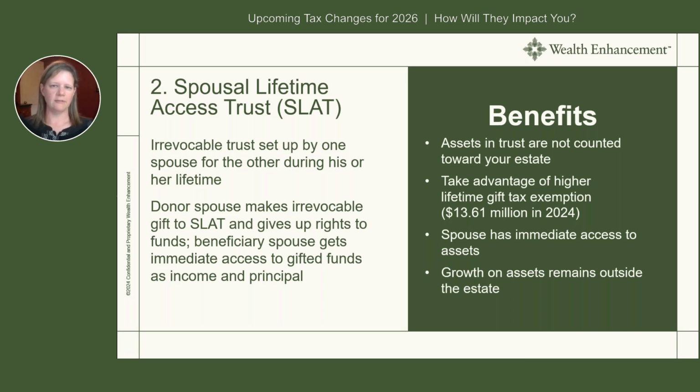You can see you also take advantage of the higher exemption amount. If you fund it now with the 13.6 million, you've locked in the exemption. So when it drops to 7 million, you've already given away the 13, almost 14 million without any gift tax issues. The spouse can have immediate access to the assets, again, via the terms that you put into the trust. It's very flexible how generous you can be to the spouse. And like I said, again, the growth remains outside of the estate.